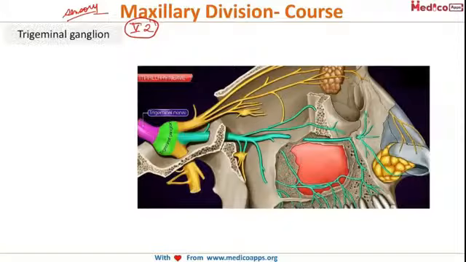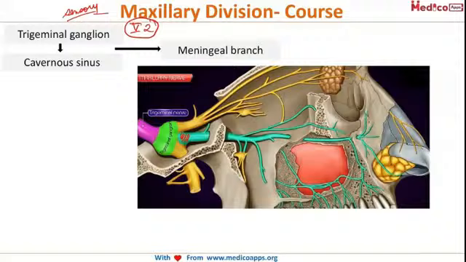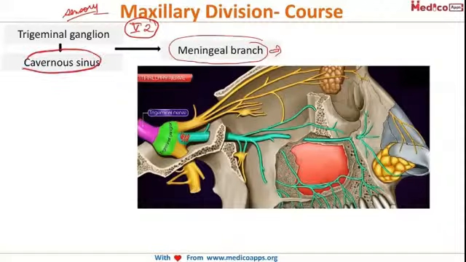Now, from the trigeminal ganglion, the maxillary division exits. Okay, so this is the maxillary division, and then it passes along through the lateral wall of the cavernous sinus, and from there it gives a meningeal branch. Okay, so before it exits the cranial cavity, it gives out a meningeal branch, which is a sensory branch to the meninges. Okay, it gives sensory branch to the dura mater, and after it passes through the cavernous sinus, it exits the cranial cavity through the foramen rotundum.